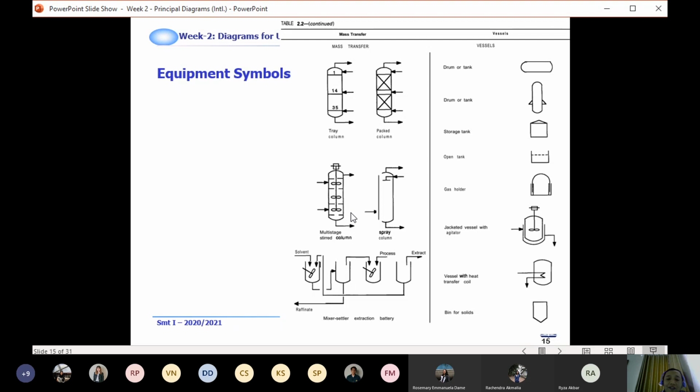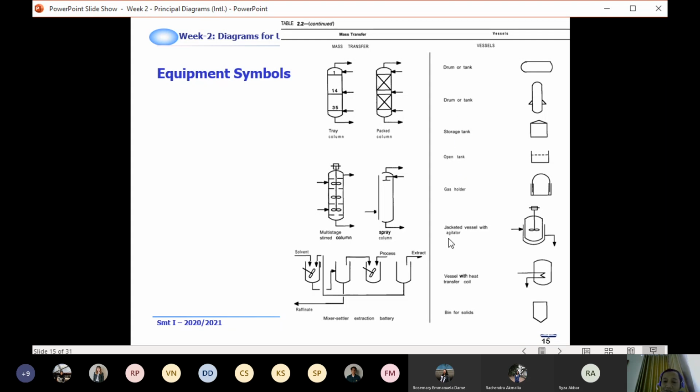How about if we have a multi-stage stirrer column, for example, for liquid extraction? In the figure in the middle, you can see that if you have a multi-stage stirrer column, for example for the liquid extraction process, you have to put a symbol like this one. For the spray column as well, you have to put its symbol. So just follow the symbol. You don't need to think about it. Just use it.